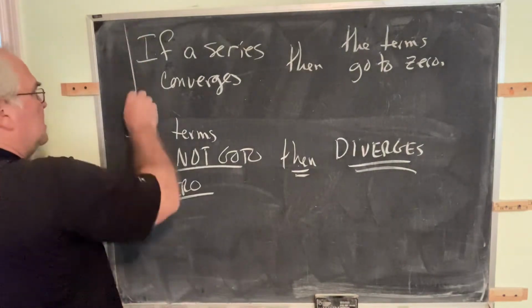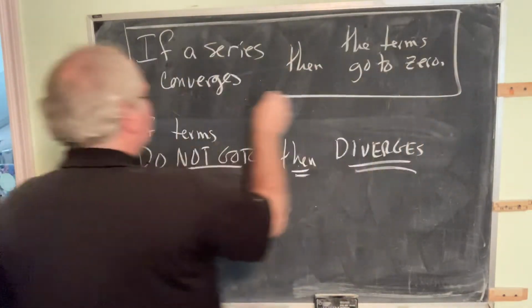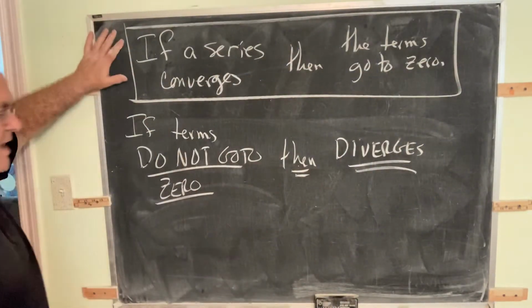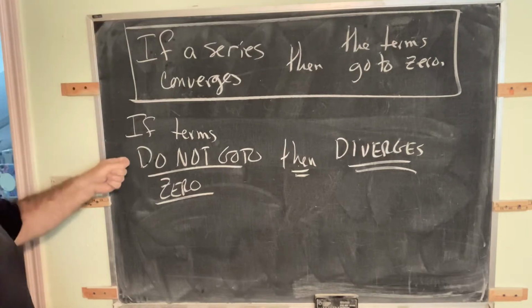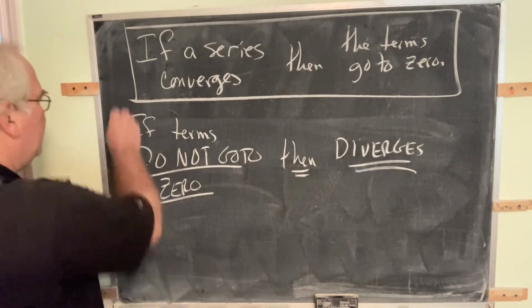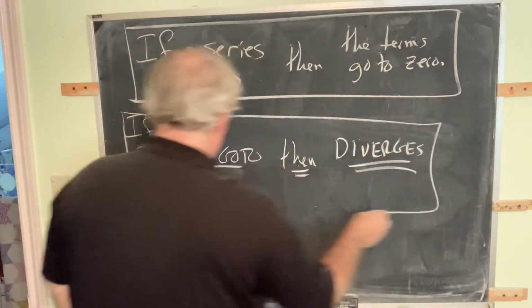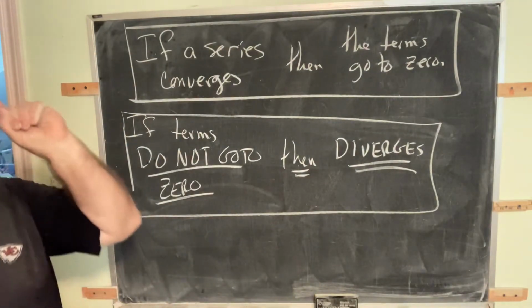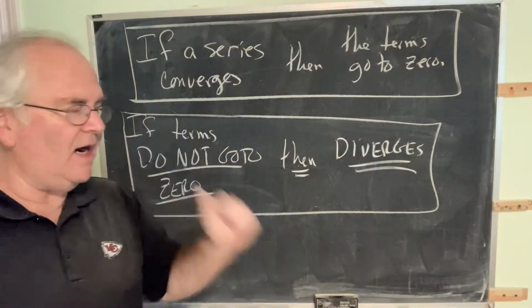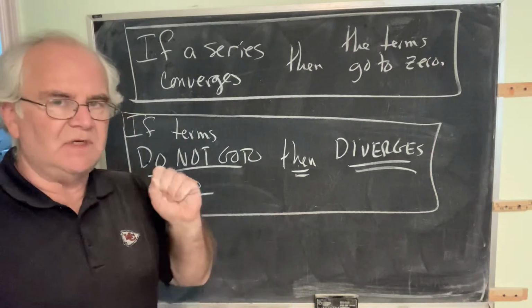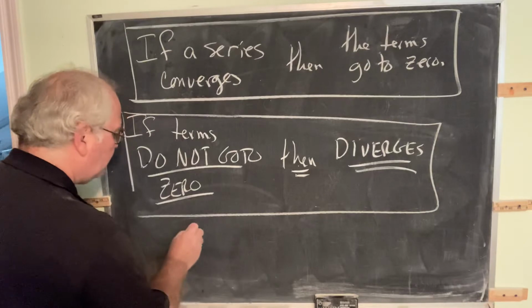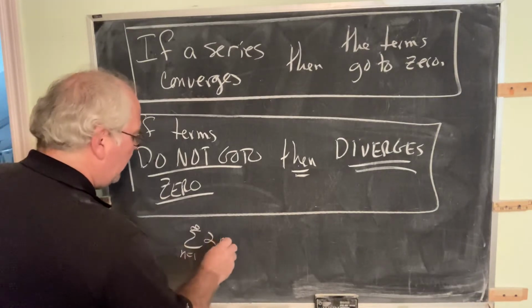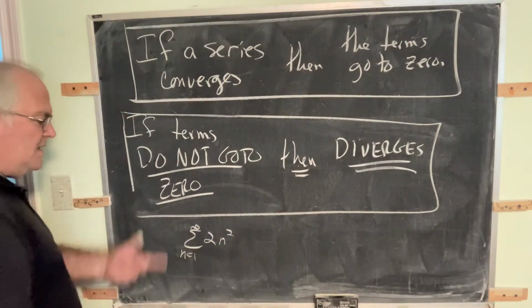For our purposes, really in the long run, it might almost be best for you to forget the first version, because it is very easy to confuse if you're not real sure of the logic. This is what you want to hang your hat on. This is the key result. If the terms do not go to zero, that guarantees that it diverges. If the terms do not go to zero. If I take 2n squared, just expand that out.